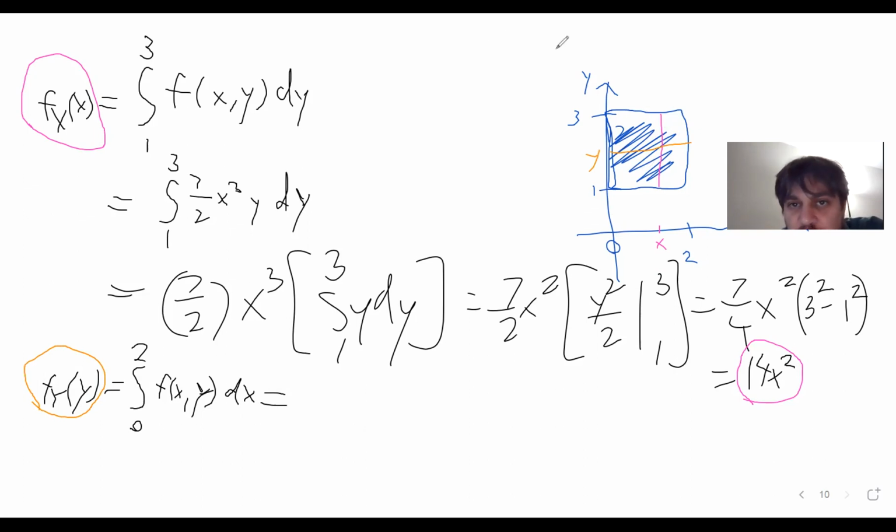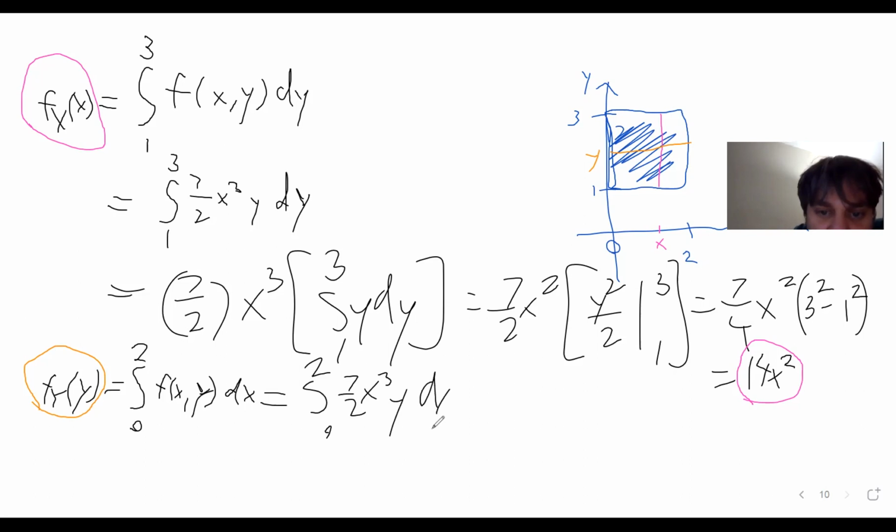Because you have to remember whether it's vertical or horizontal, I'm using the colors here to help you correspond the two. Which one was for which? That could be confusing. Okay, so then this is definitely the integral from 0 to 2 of f of x comma y, which is still 7/2 x cubed y, but now it's dx.